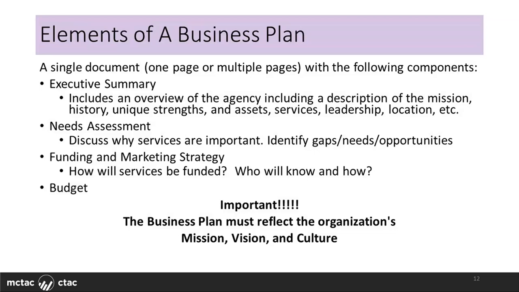It has an executive summary, and that executive summary includes an overview of the agency, its description, its mission, unique strengths, assets, services provided, leadership, location, what makes it special. And it's usually just 1 page, and sometimes you can use that 1-pager by itself, depending on who you are pitching your organization to or who you are trying to explain what it is that you do and what it is that you hope to accomplish. So it's good to get that all into 1 page.